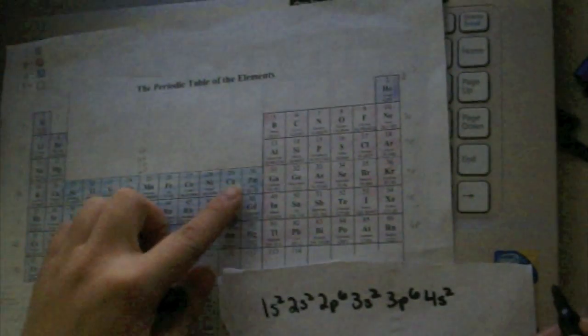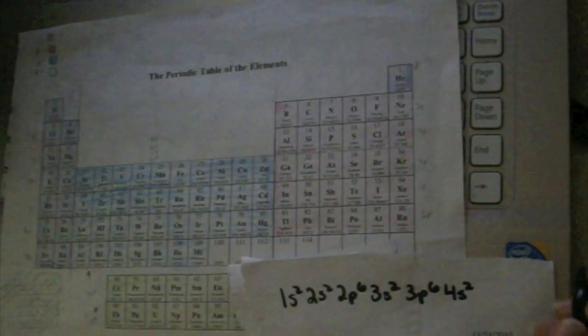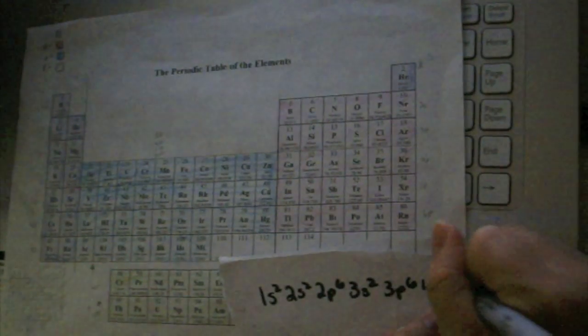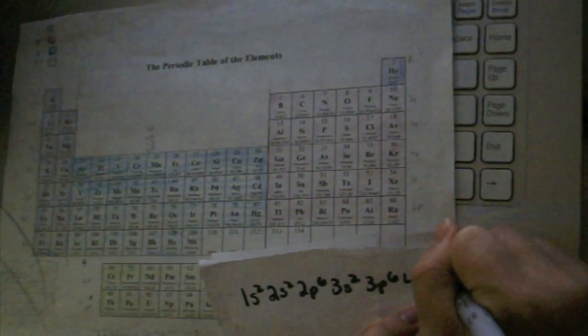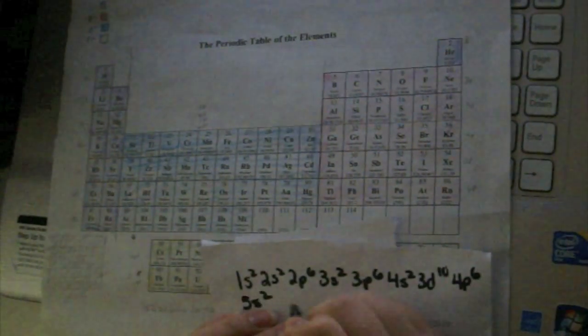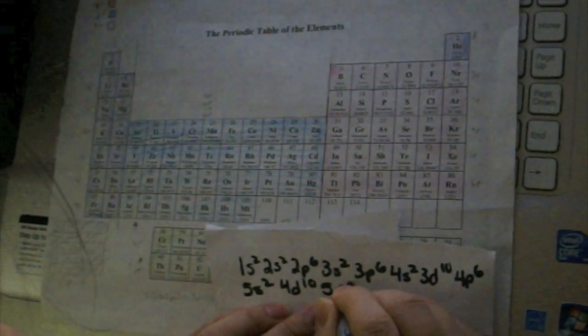Then we move to the D group. There are 10 elements in the row, so it would be 3d10. And we move along, and it will be 4p6. Then we keep going down, and it will be 5s2, 4d10. Then there are 5 to get to iodine, so it will be 5p5.